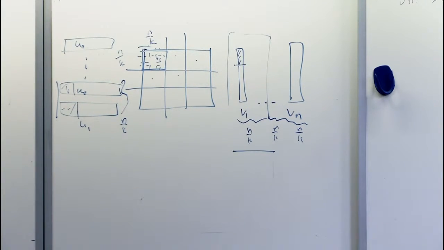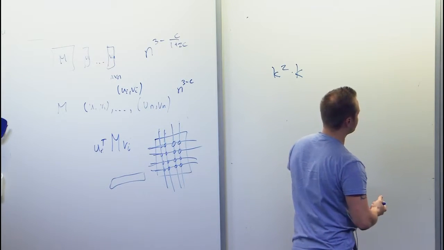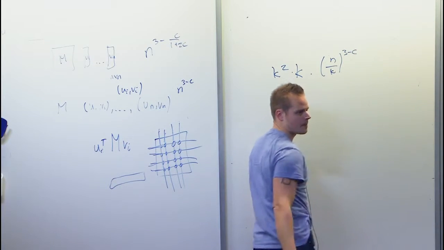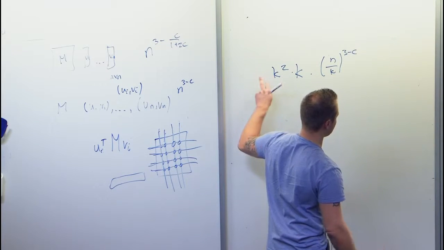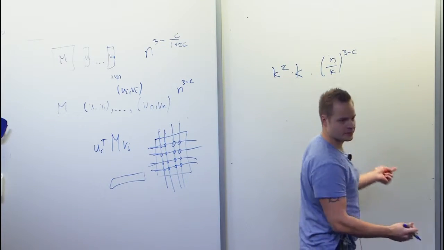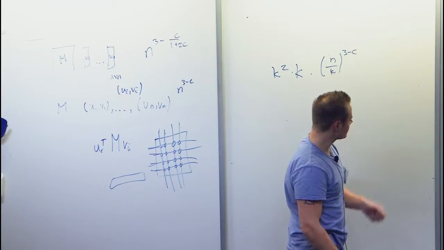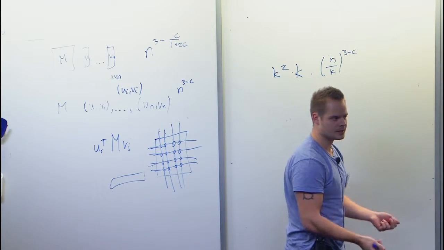So we have k squared submatrices. We have k groups of vectors that we're solving on this submatrix, and solving a group costs n over k to the 3 minus c time, or minus 2c, let's say. This is the cost of the first run inside a submatrix. The thing was that whenever we found a witness, we had to repeat on the same set of vectors.